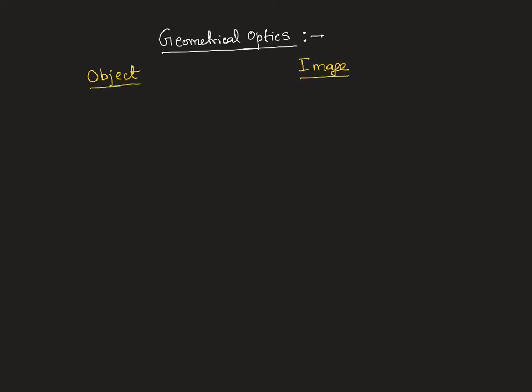Object is the point of intersection. We are talking about point object only. So many point objects will make a body like that, an extended object. So an object or a point object is the point of intersection of incident light rays.